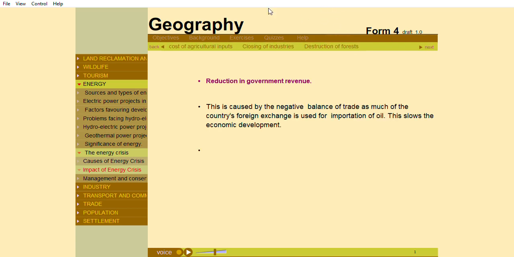Reduction in government revenue. This is caused by the negative balance of trade, as much of the country's foreign exchange is used for importation of oil. This lowers the economy.